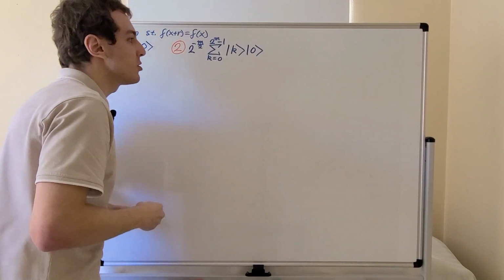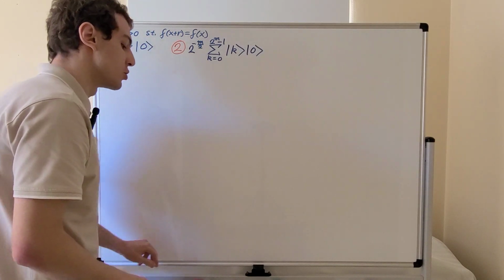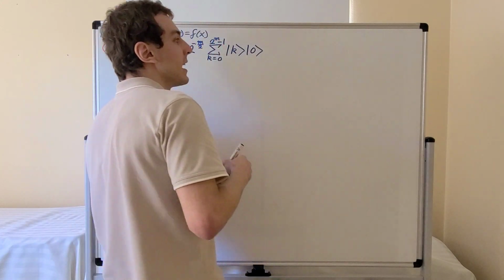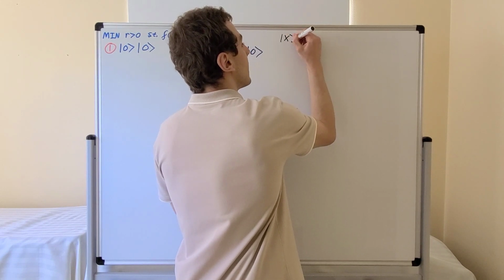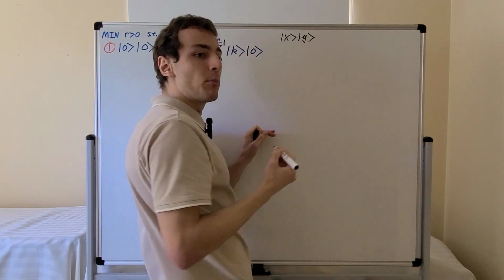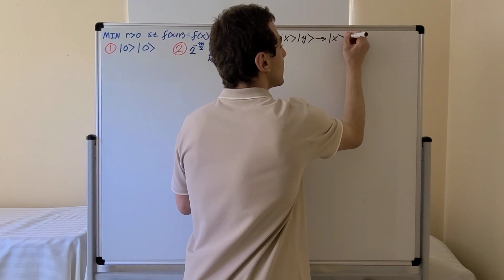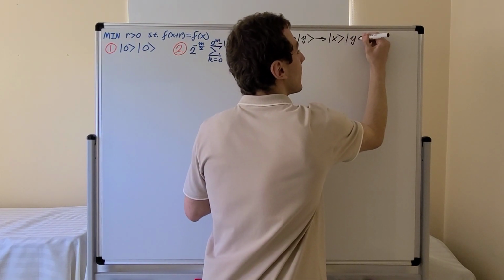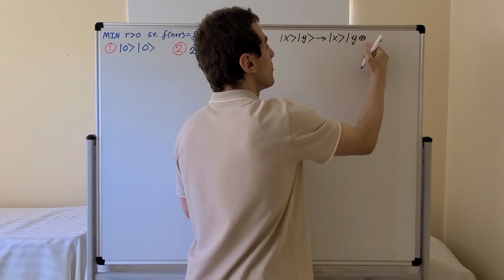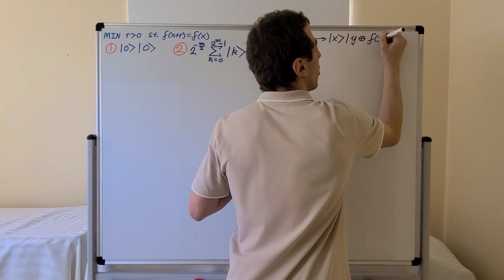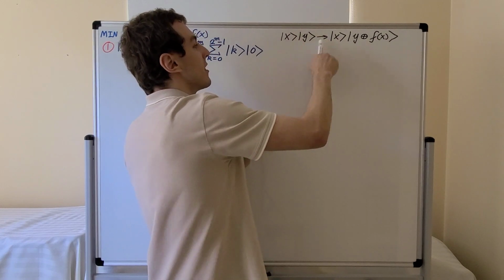Now the next step is going to involve implementing a black box. So let's write down what that black box is going to do. We're going to consider the starting register states as ket x, ket y. And this black box is going to map this state over to the state ket x, ket y, and then we have addition modulo 2. That's what this sign represents. So we have addition mod 2, and then we have f of x. So this is what the black box is going to do to this initial state.